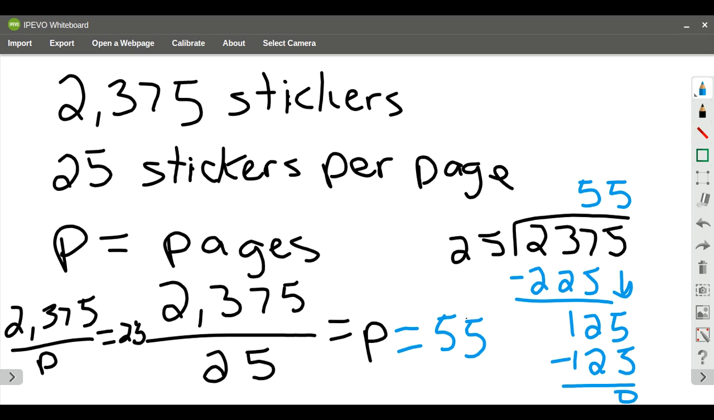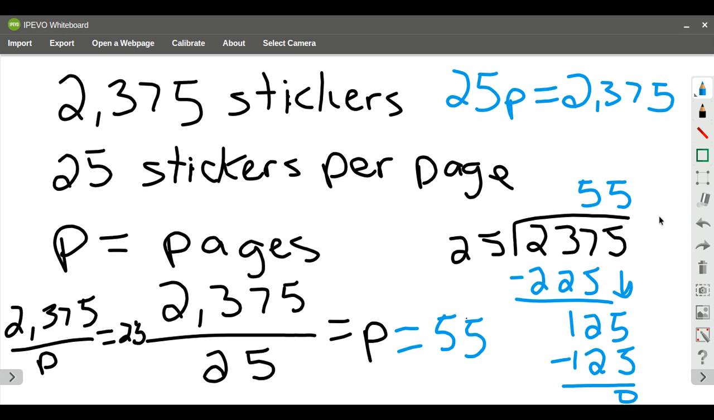Okay, take a look now down at the convince me. The convince me says, what similarities do you see between the division equation 2,375 divided by 25 equals P and the multiplication equation 25P equals 2,375? When we look at these two equations, what we have in common is P, 2,375, and 25.